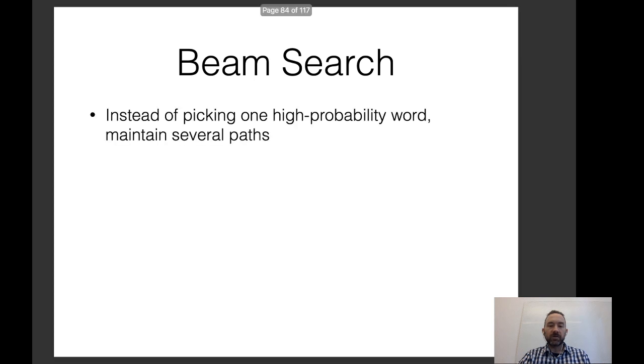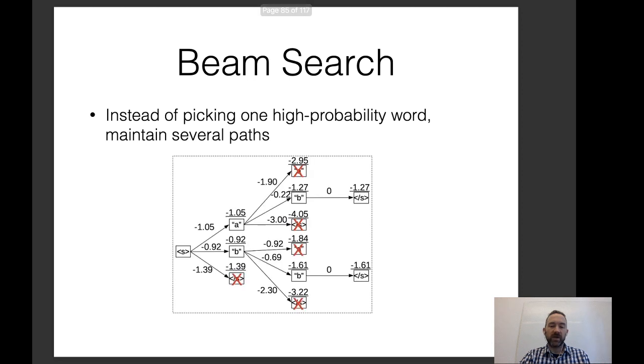I've talked previously about beam search, which instead of picking one high-probability word during search, maintains several paths. This is one example of a beam search that has two different paths included in it. This is a ubiquitous search procedure that we apply in many of our models. However, it's a little bit more complicated than a lot of the things that we implement, like loss calculation, so it's very prone to be a source of errors.